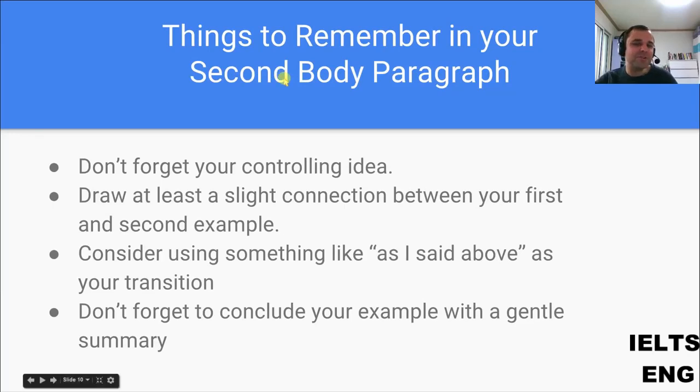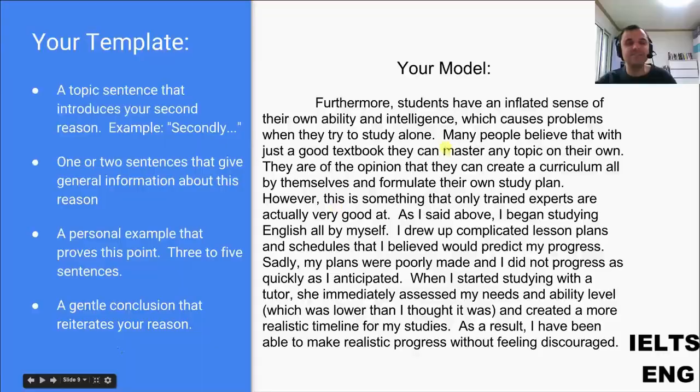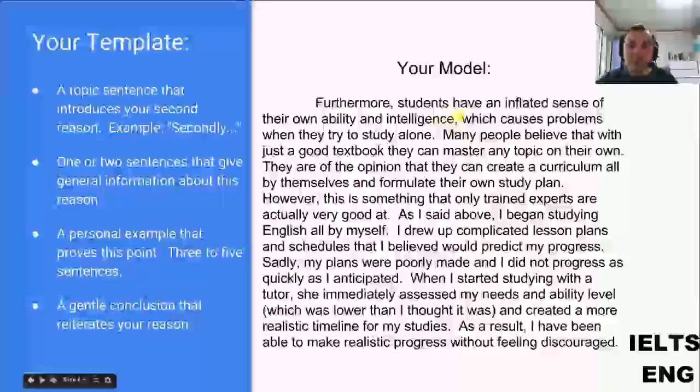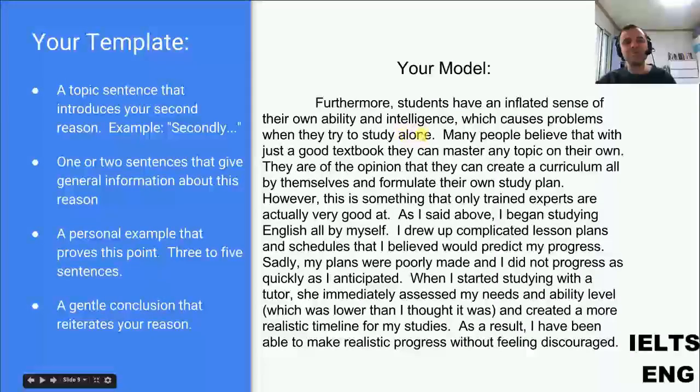Things to remember in your second body paragraph. Don't forget that controlling idea. Here it is, comma, which causes problems when they try to study alone, right? So my topic sentence is, students have an inflated sense of their own ability and intelligence. So what? Who cares? Why is that important? Well, it causes problems when they try to study alone. There you are.